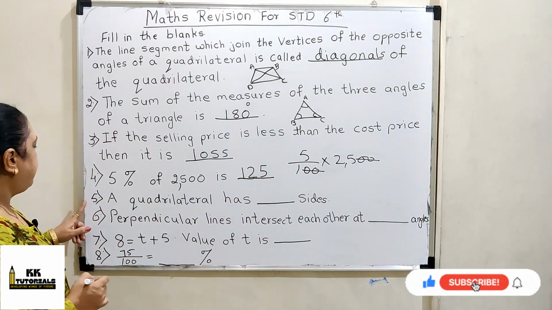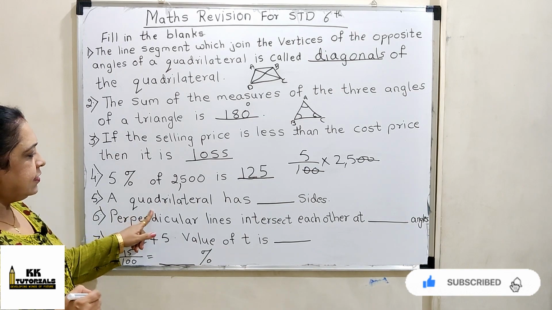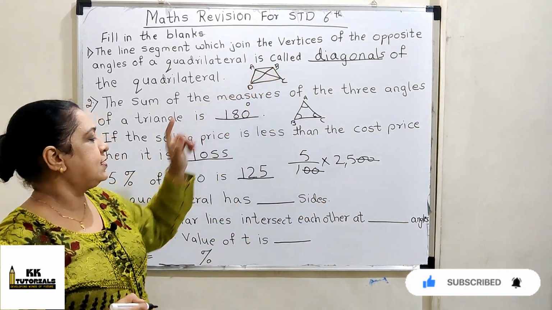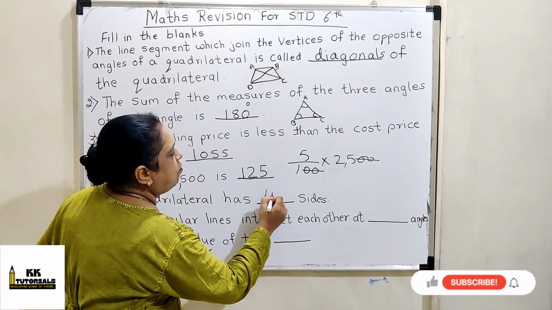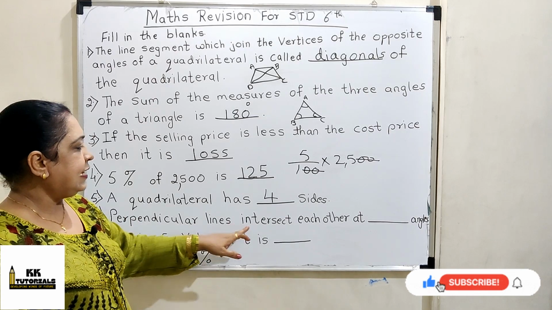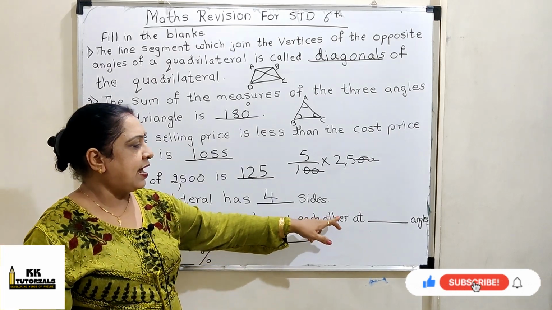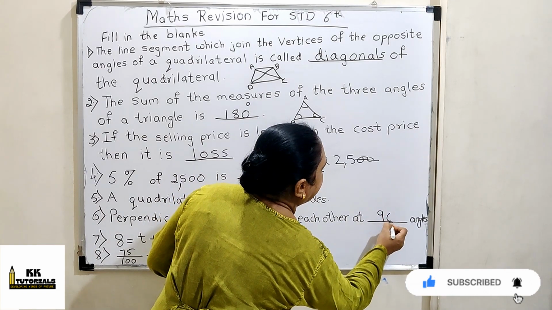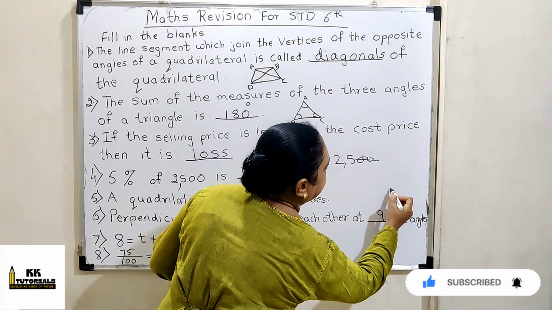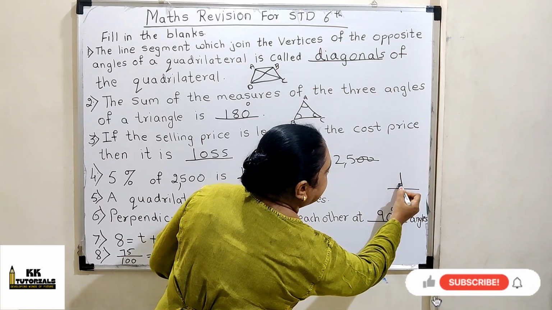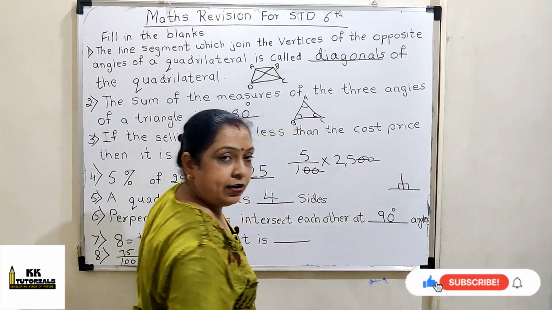Now, number 5. A quadrilateral has dash sides. I have shown you how many sides? It's 4 sides. Perpendicular lines intersect each other at dash angles. At 90 degree angles. See, I'll show you over here. When we are drawing a perpendicular, here it is 90 degree and here is also 90 degree.